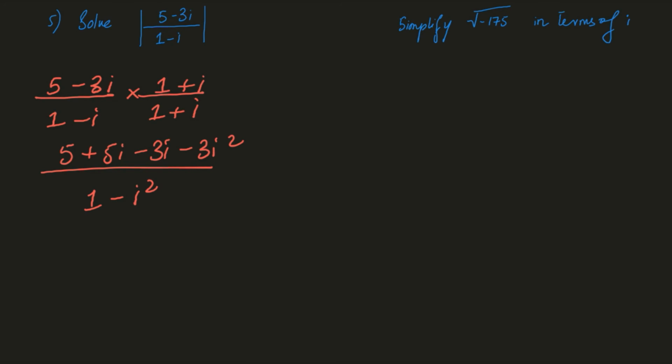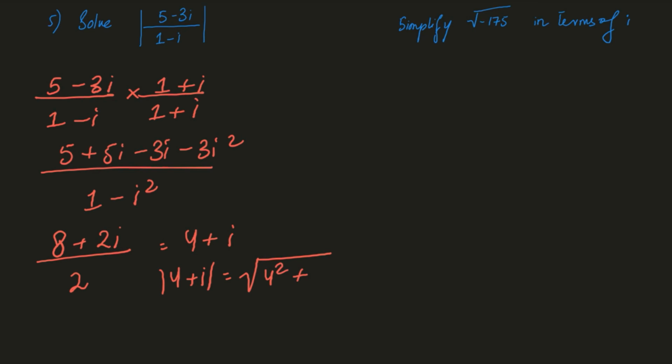Alright, so simplify this further. You get 8 plus 2i over 2. So 4 plus i. So the modulus of 4 plus i is simply root of 4 square plus 1 square. So we're just gonna do this, and it gives you root of 17 as the answer. Alright, so this is the last question.